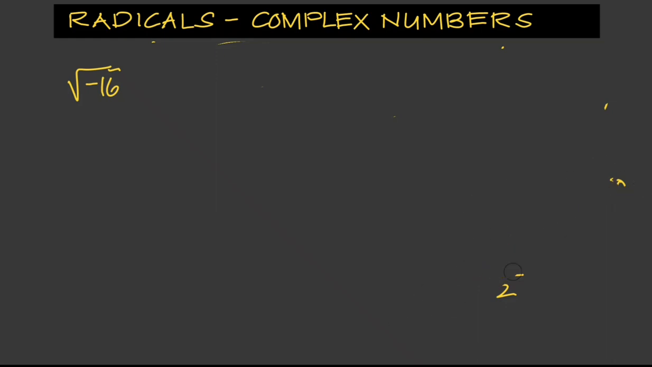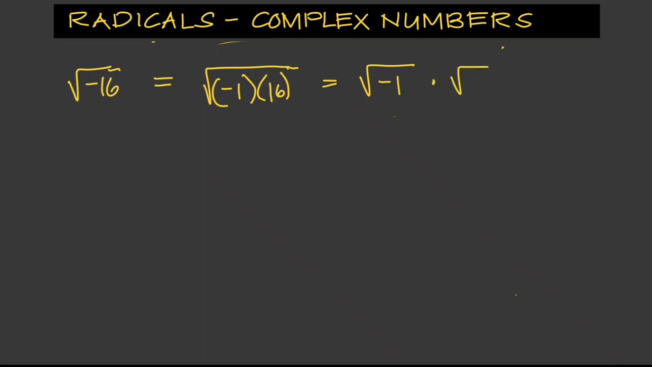Simply, we consider the negative as a factor of negative 1. So we can write the square root of negative 16 as the square root of negative 1 times 16. Then we can write this as the square root of negative 1 times the square root of 16. We know that the square root of negative 1 is just equal to i, and the square root of 16 is equal to 4. Therefore, the square root of negative 16 is just equal to 4i.